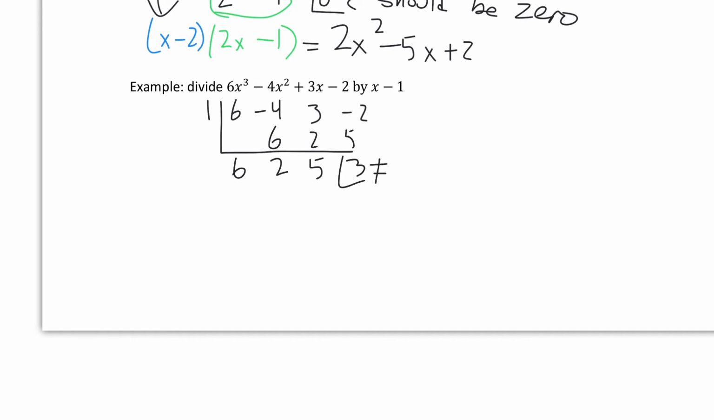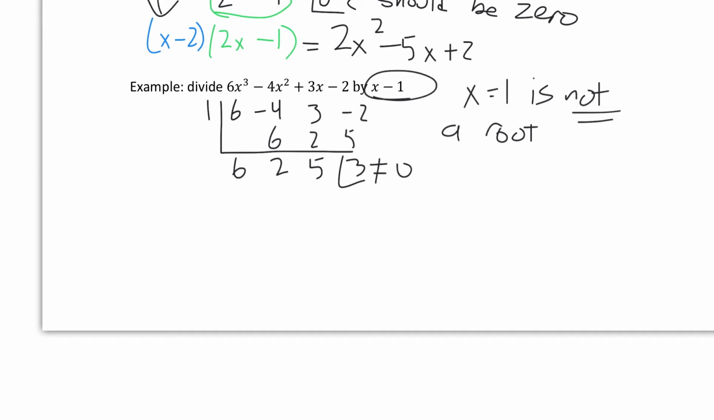This is not 0. Well, in that case, it means that you can't really use synthetic. You found something here, x minus 1. So x equals 1 is not a root. So we can't use the factor x minus 1 to try to factor because, well, it's not a factor of the polynomial. We'd have to try something else.